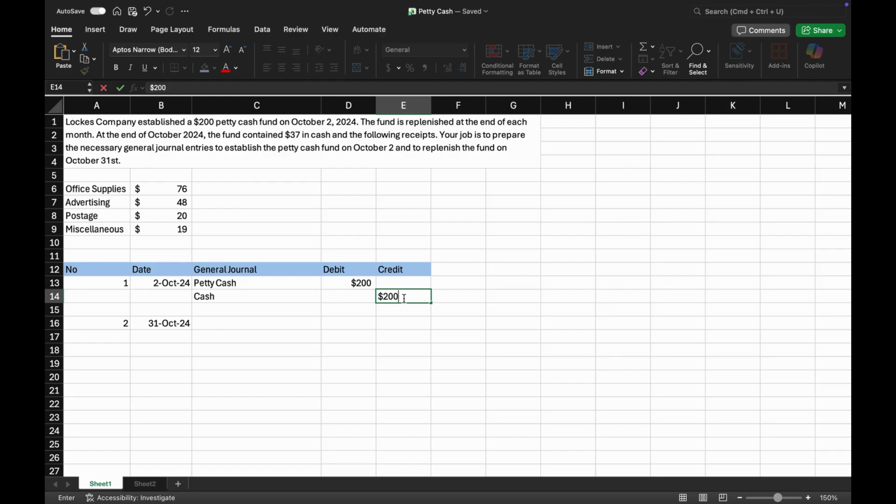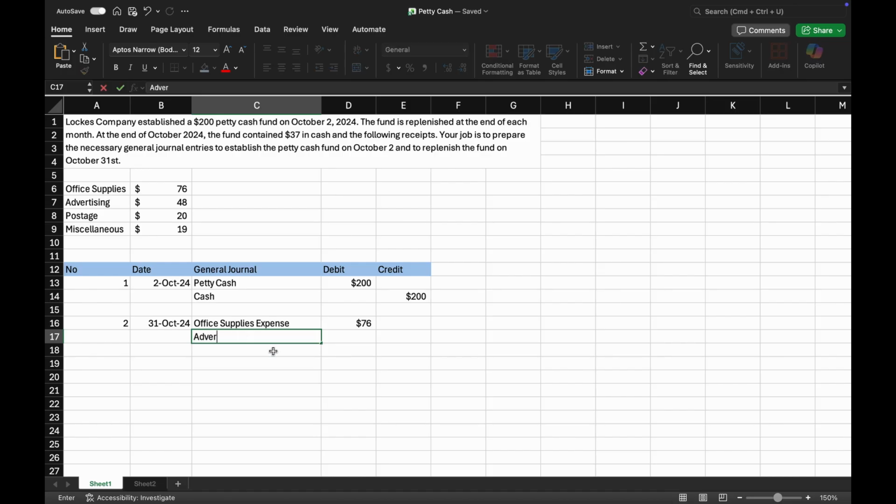For the second journal entry to replenish the cash fund from $37 back to $200, we first have to debit all the expense accounts associated with the receipts at the end of October. The order of these accounts does not really matter, but I will be following the order I have them in up top. So put the office supplies expense account as the first account and then debit that for $76.